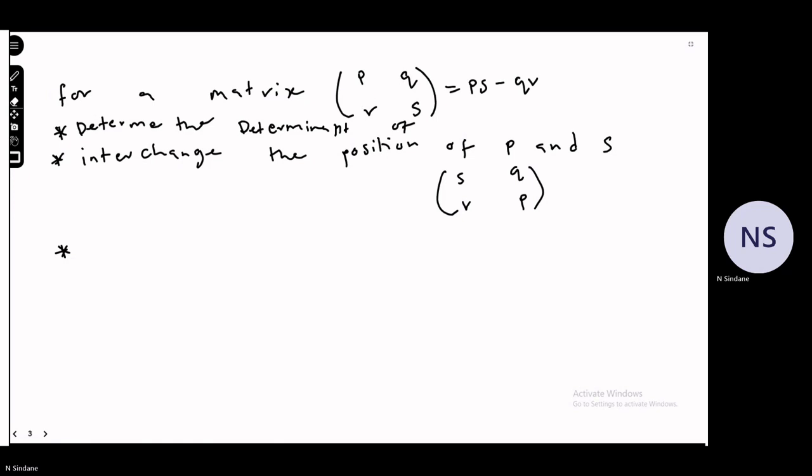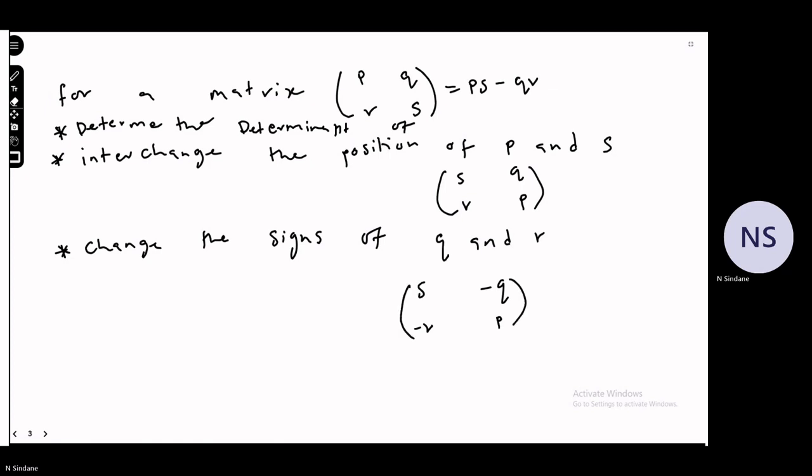Then third, you need to change the signs of Q and R. So our new matrix will now be S, negative Q, negative R, and P. We have changed the signs.